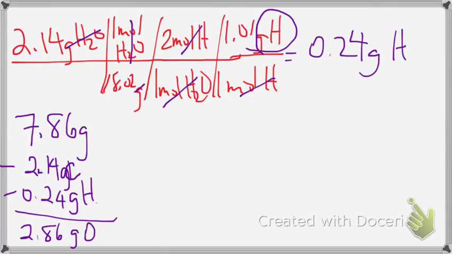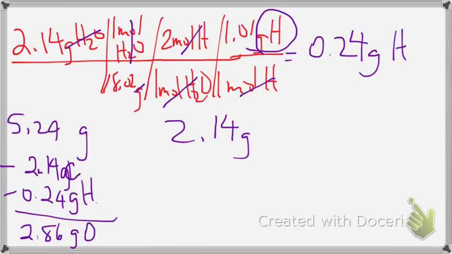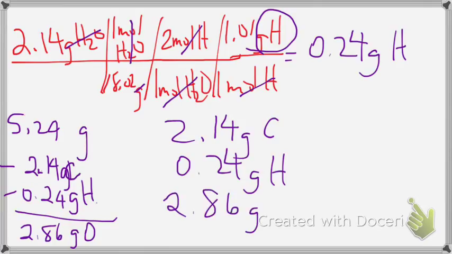So we know the original sample contains, I'm just going to rewrite this, 2.14 grams. Oh, whoops, I made a mistake here. I'm so sorry. It's not 7.86. My math was correct. I just wrote down the wrong one. It was 5.24. Okay, 5.24 grams of vitamin C. So originally it was 2.14 grams of carbon in the original sample, 0.24 grams of hydrogen, and 2.86 grams of oxygen. So that's why if you add all those up, it comes to 5.24 grams.